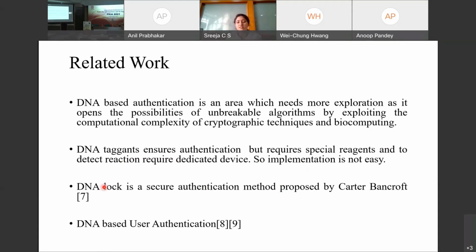But as you can see here, there is a technique which has been proposed, a patented technique, DNA lock, which uses PCR. PCR is the polymerase chain reaction. PCR amplification is used here, by Carter Bancroft. So this is one of the techniques which has already been used. Apart from this, there are various DNA-based user authentication protocols which have already been implemented and used. Here, basically, we are talking with respect to product authentication. As I mentioned, drugs is what I had considered. It can be used for any product, but drugs is considered because of the relevance it has.